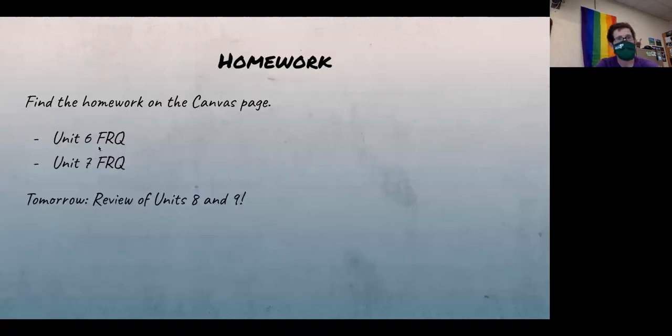All right, so for units 6 and 7, you have an FRQ for each one. We're going to look at 8 to 9. We're just going to get through all 12 units of review, and then we're going to move from there.